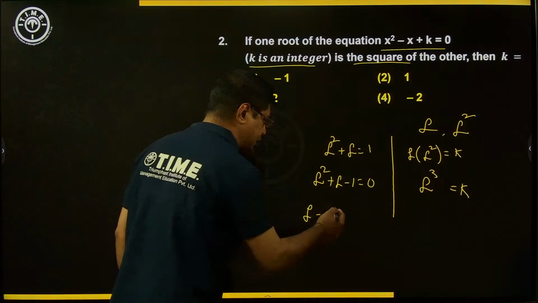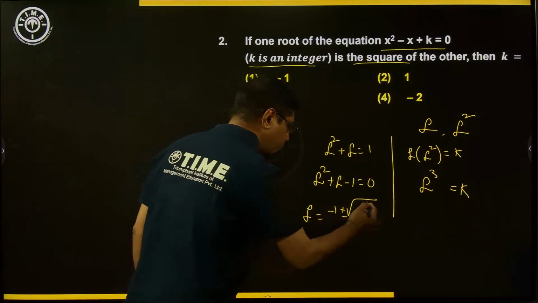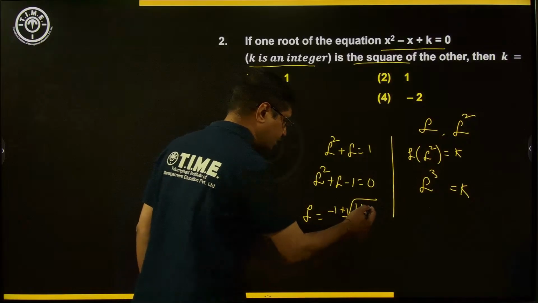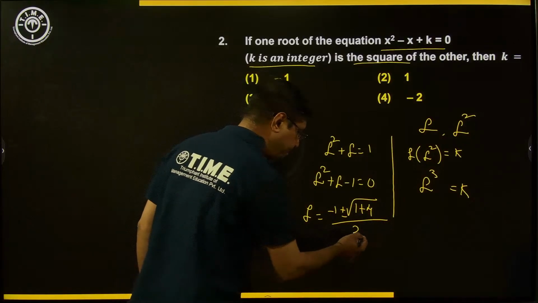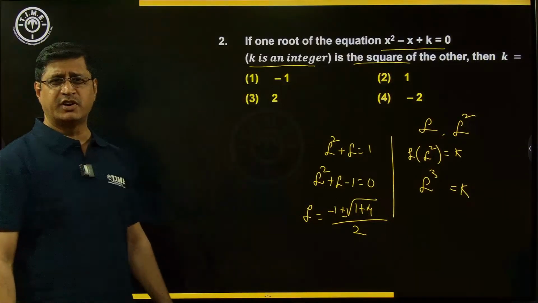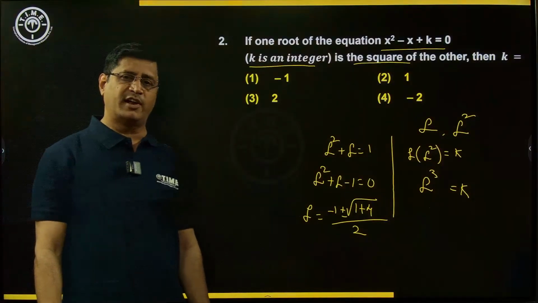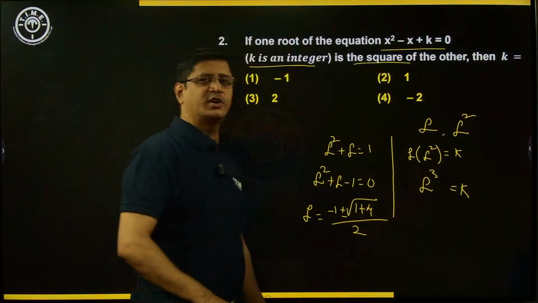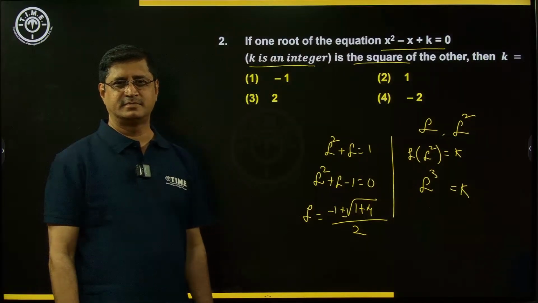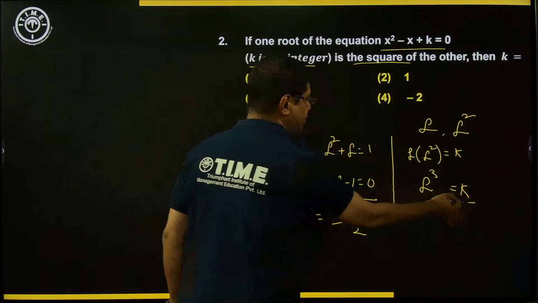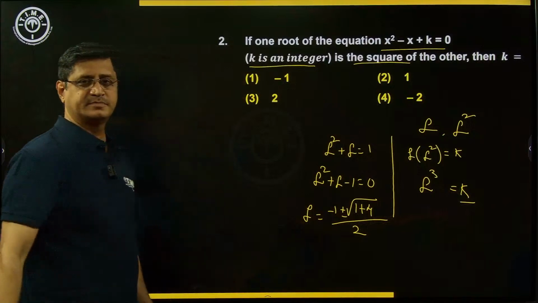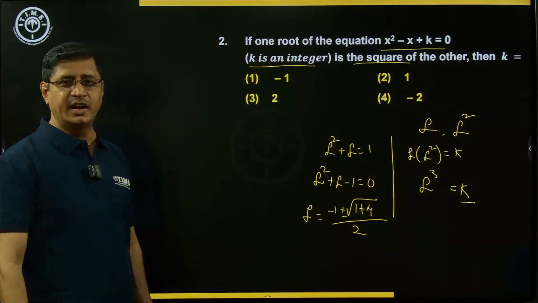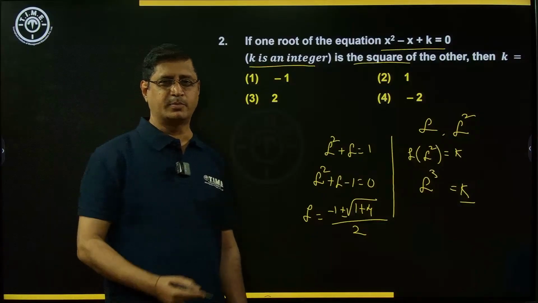Minus b plus or minus under root b square minus 4ac, 4 into a into c, that is 4 by 2a. Yes, my dear student, what is the value of alpha? Irrational value. When alpha is irrational, alpha cube is also irrational, must be irrational. But what is given? K is given here as an integer. This contradicts the given data. So what is the answer here? Data inconsistency. Options మనకి ఆన్సర్ లేదు.